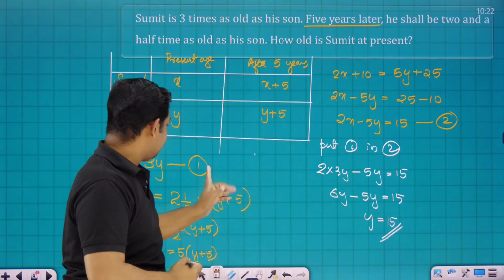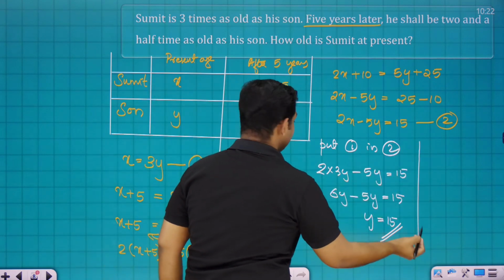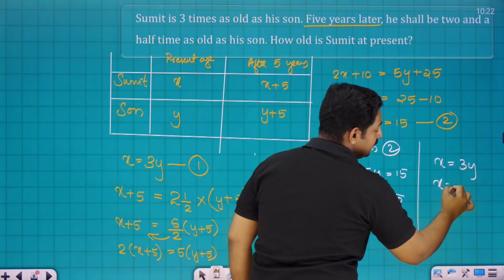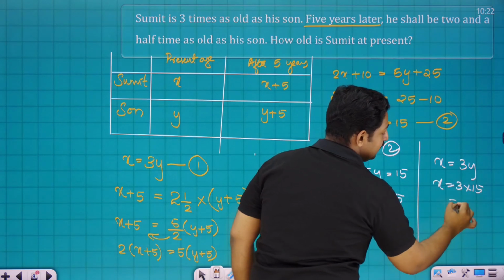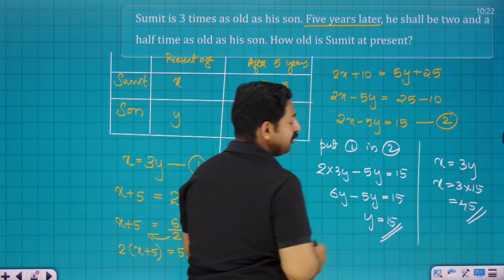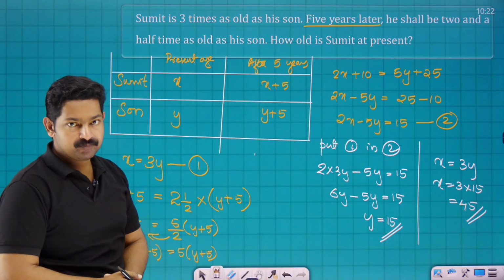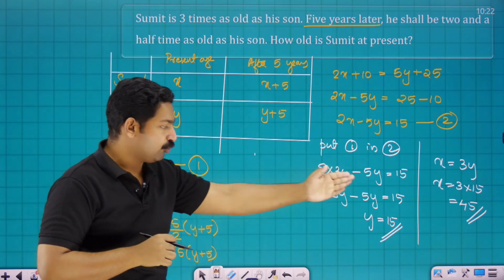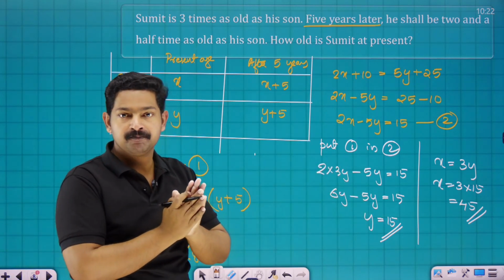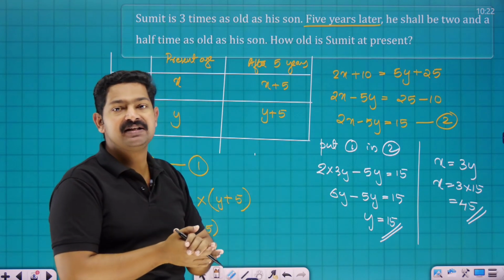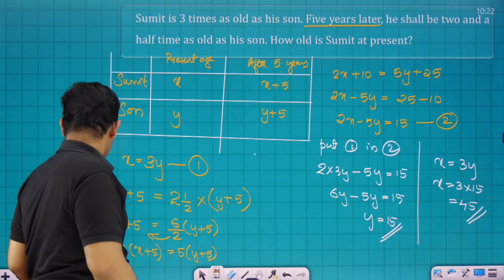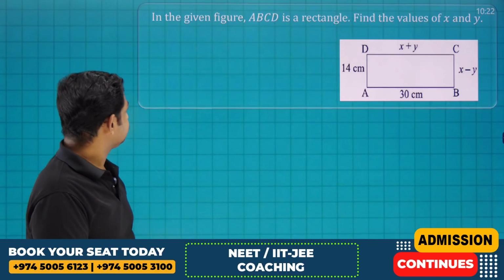Now put the value of y in equation number 1. If you put the value of y in equation number 1, you will get x is equal to 3y. That is x is equal to 3 into 15, which is equal to 45. So the value of x is 45. What was x? The present age of Sumit. So the present age of Sumit is 45. He is 45 years old and his son's present age is 15. Okay, so that's the answer. We are moving to the next one.